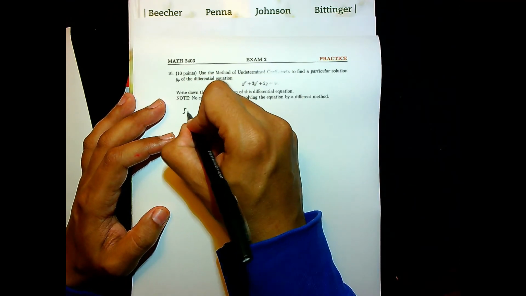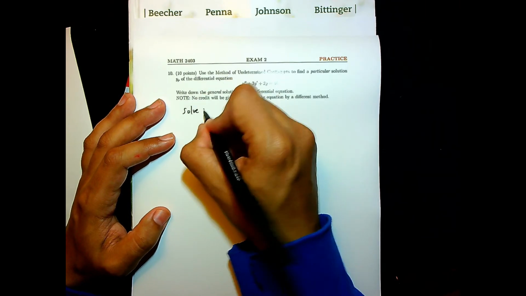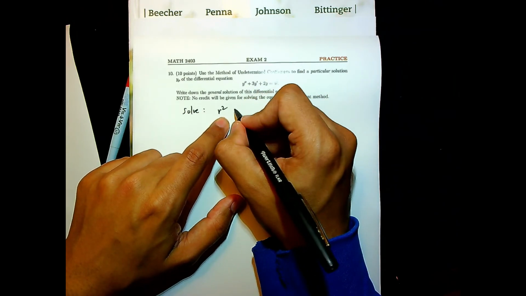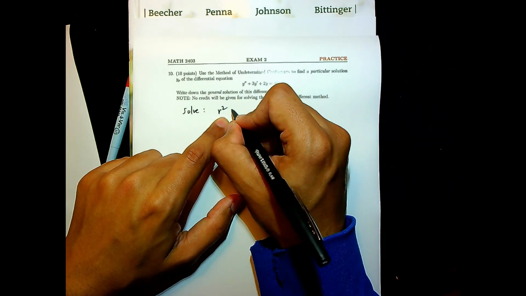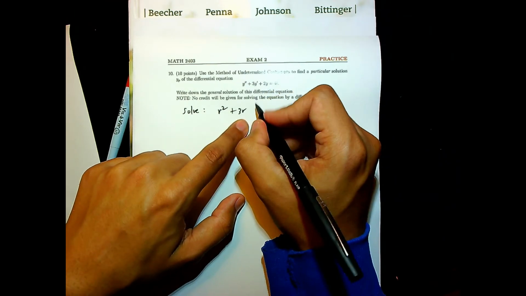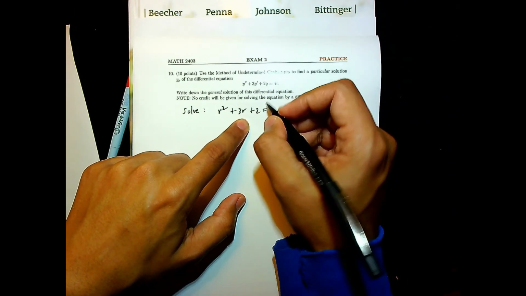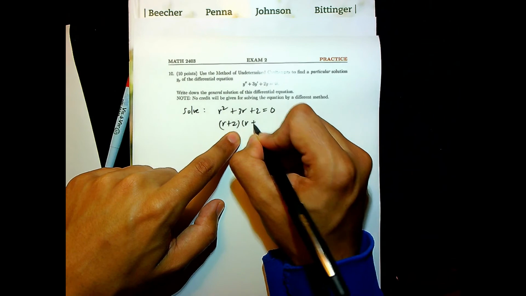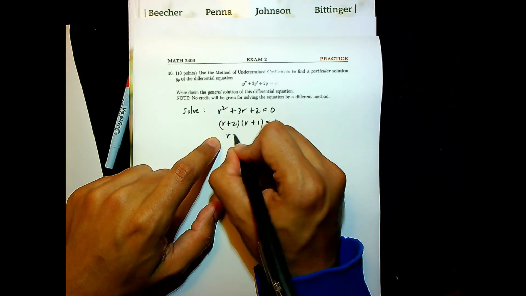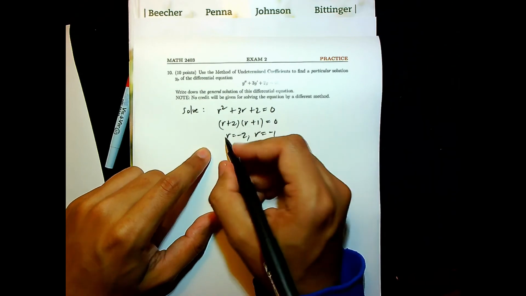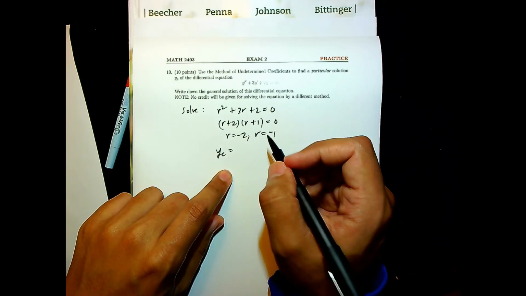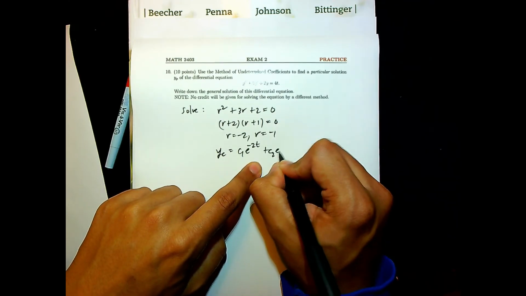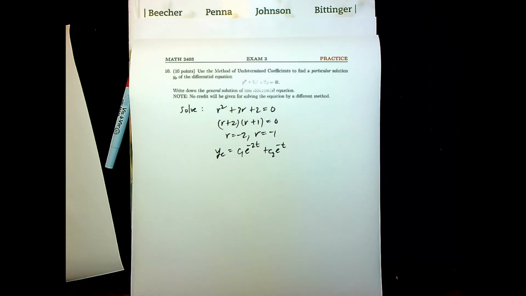Okay, first we're going to solve the associated homogeneous equation. The characteristic equation is r squared plus 3r plus 2 equals 0. This is r plus 2, r plus 1 equals 0. So that means r equals negative 2, r equals negative 1. So that means the complementary solution is c1 e to the negative 2t plus c2 e to the negative t. Okay, that is the complementary solution.